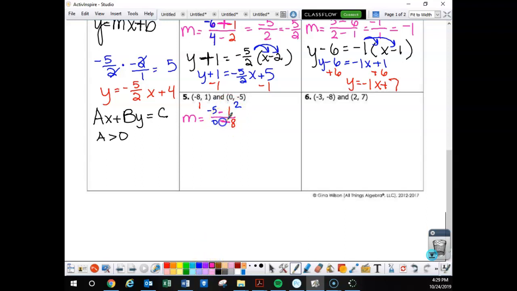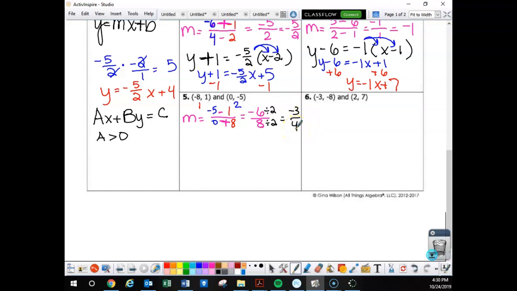So these two negatives become a positive. So negative 5 minus 1 is negative 6. 0 plus 8 would be 8. If I reduce this, I can divide by 2, and that's going to be negative 3 over 4. Okay? So then, that's my slope.